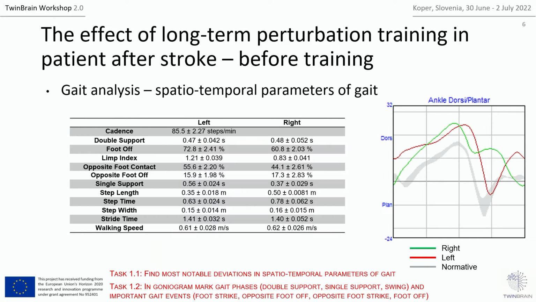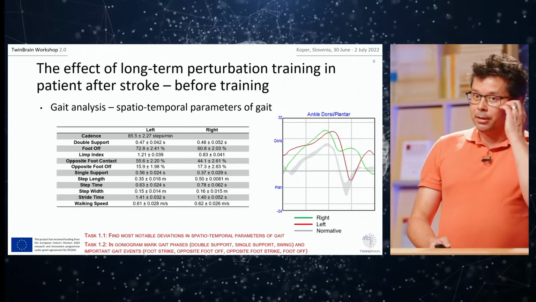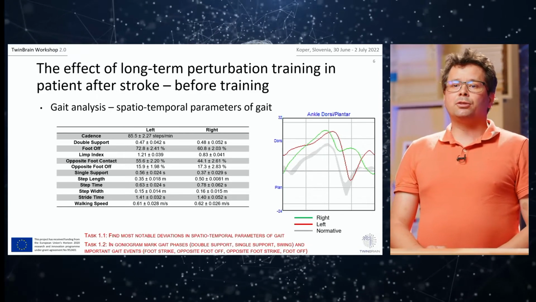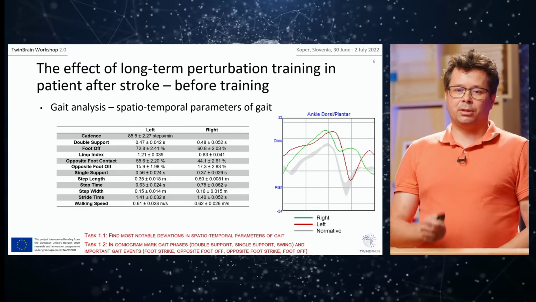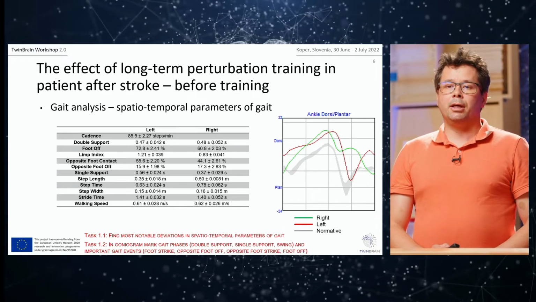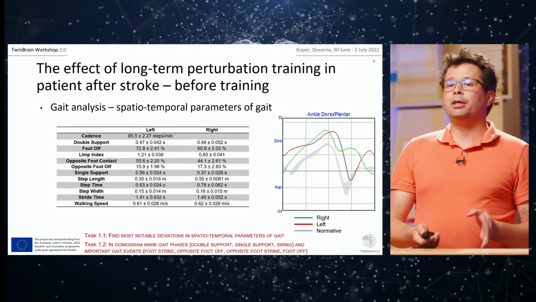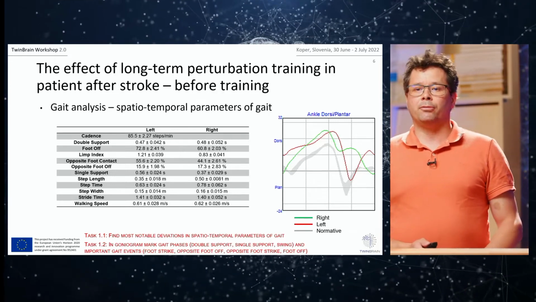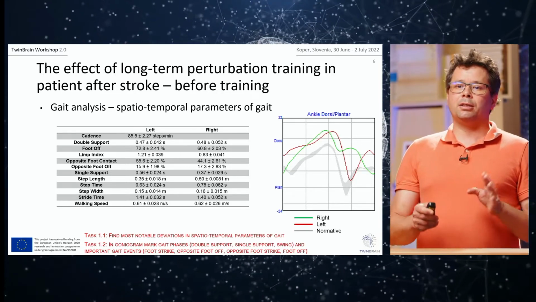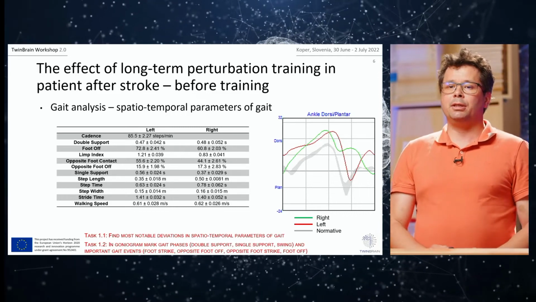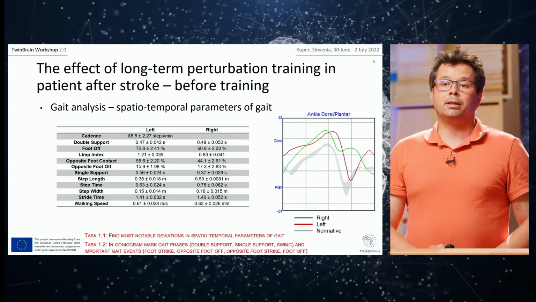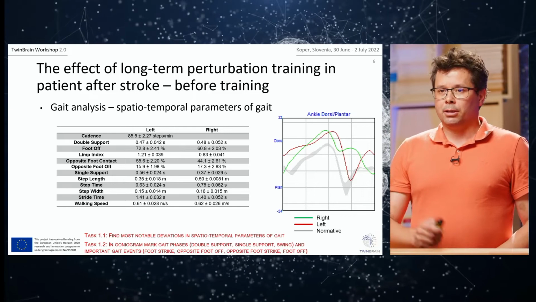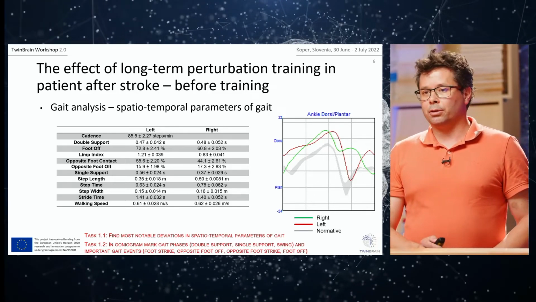So let's first look at the spatiotemporal parameters of gait. This is task number 1: let's try to identify the most dominant deviations between the left and the right side from the spatiotemporal parameters of gait, and then in the second task let's try to put the information in this table on the plantar flexion graphs on the right side.